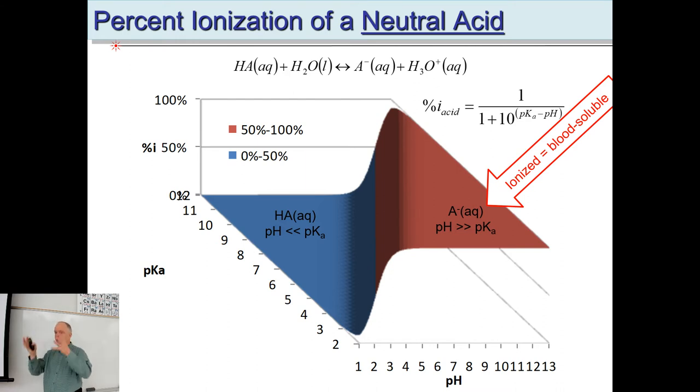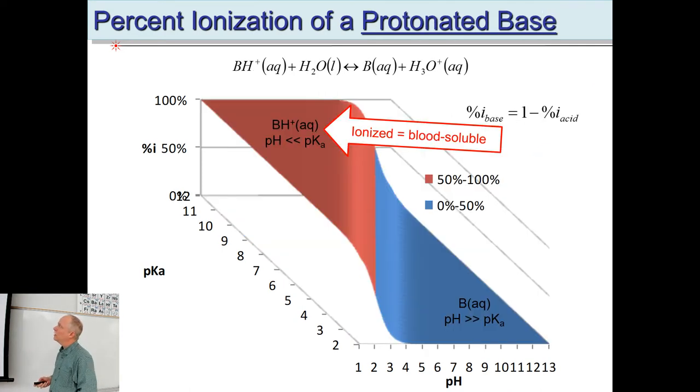You gotta think, okay, the acid, when it's protonated, is neutral, and therefore it's not ionized, therefore it's not soluble in the blood. When I deprotonate an acid, then it's an acid minus, an anion, and then it is ionized, then it is soluble in the blood. So for bases, we flip this whole curve. So here, for bases, it's just 1 minus that percent ionization of the acid. And so for bases, when the pH is lower than the pKa, then I have the water solubility situation, because it's protonated, BH plus. And then when the pH is higher than the pKa, I have a deprotonated base, which is neutral, that's not going to be water soluble. We're dealing with organic molecules, and so they're not going to be very soluble in water when they're neutral.